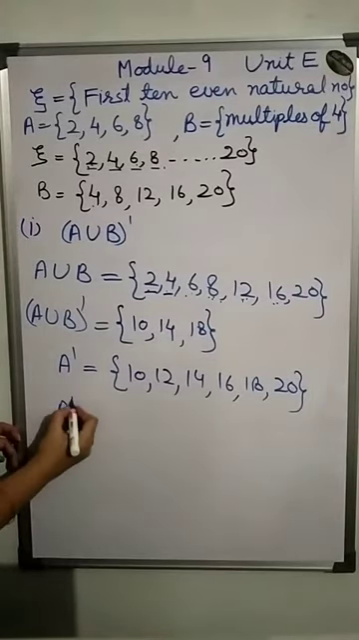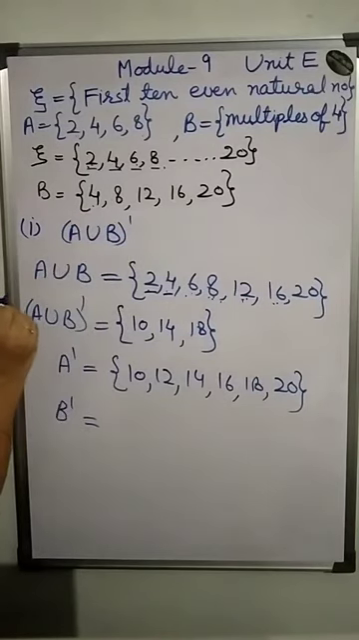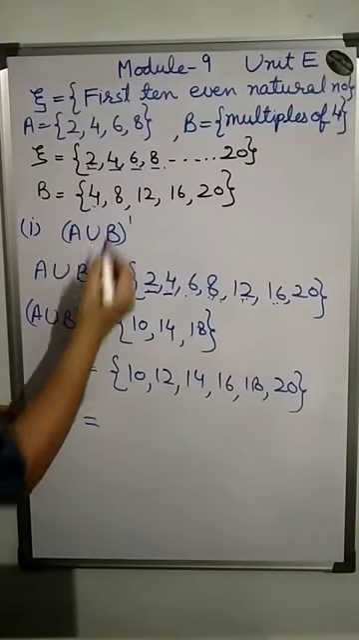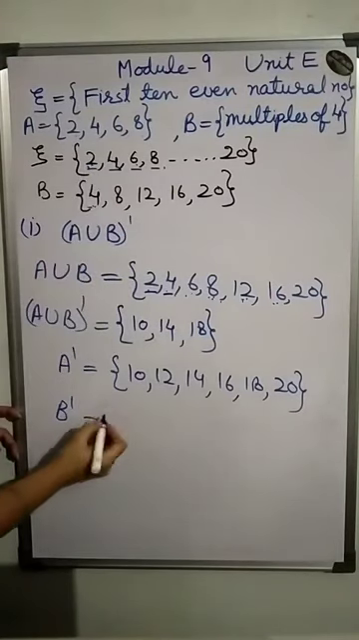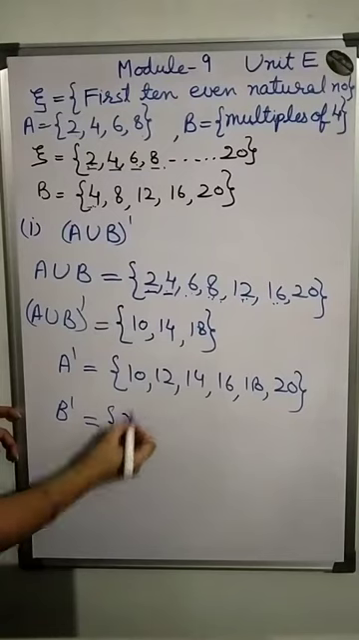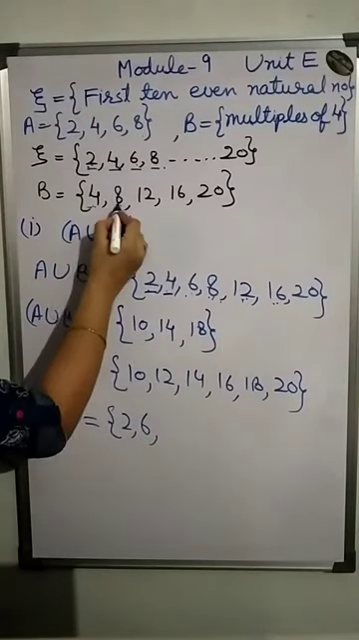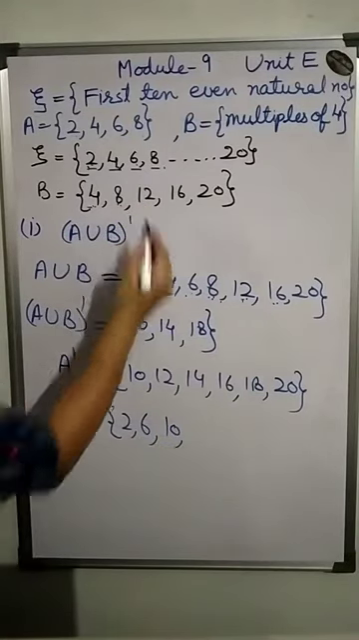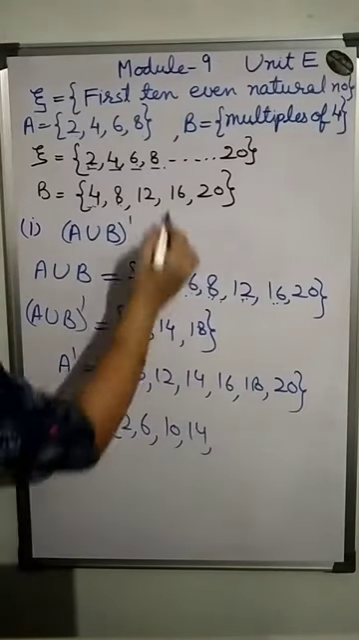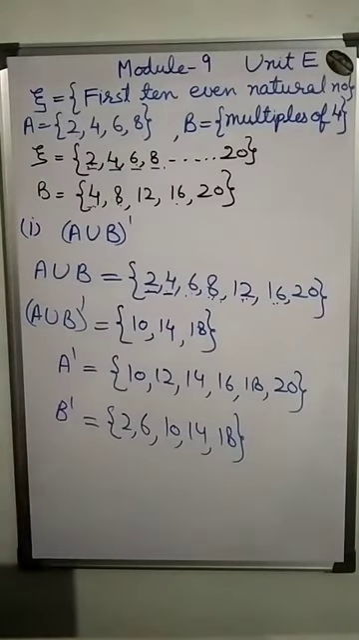And then B dash. B dash is equal to the elements other than the elements of B. 4 is here, but 2 is not here. Just see this one, 2 is not here. So write down 2. 6 is not here. 8 is here. 10 is not here. 12, 14 are not here. 16 is here. Then 18 is also not here. So these are the values of A dash and B dash.